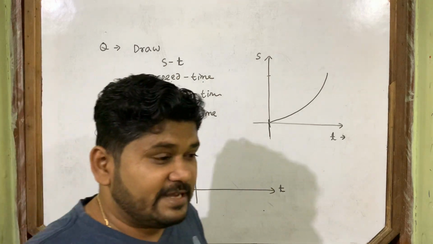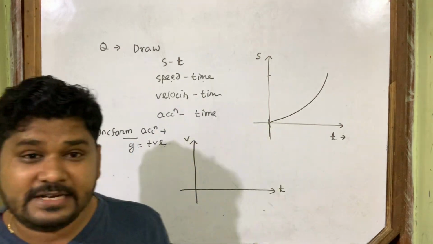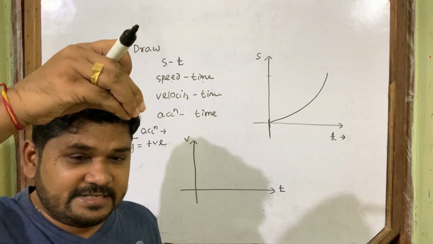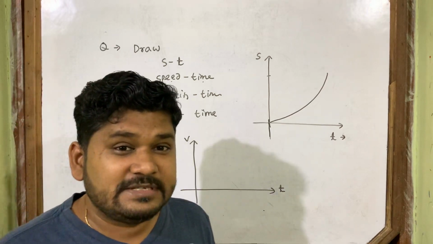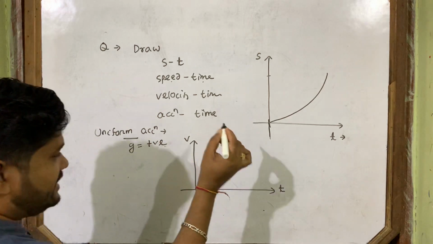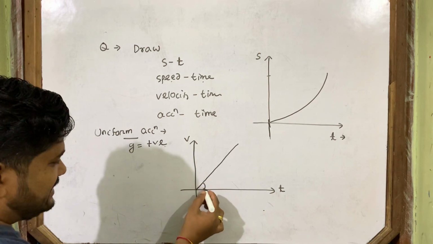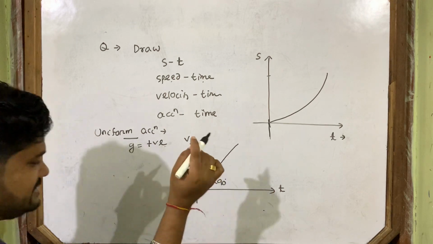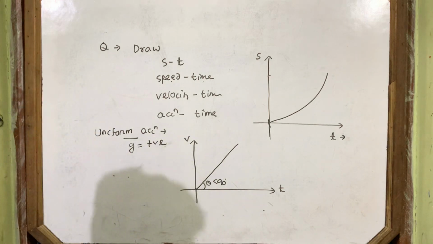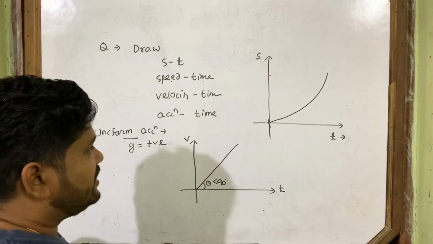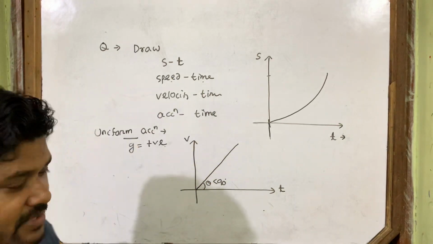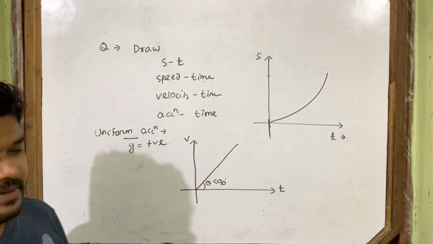But what about the initial speed of the body when it is dropped? For a freely falling body, when it starts its motion, its initial speed is 0. So from 0, its speed gradually increases, and theta less than 90 indicates that its acceleration is positive. So this is the speed time graph. The velocity time graph will also be the same graph, no problem.